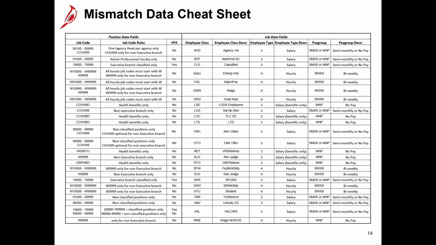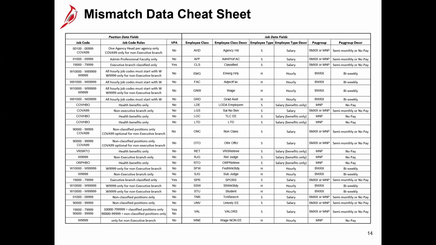What this spreadsheet does is break out, if you notice, two sections. The first section is your position data fields, and the second section is your job data fields. So your VPA field lives in your managed position and position data. And so, of course, does your job code, which is also a key field. We already have a job aid live on the Cardinal Project site, the employee class job aid, and this is really an expansion of that.